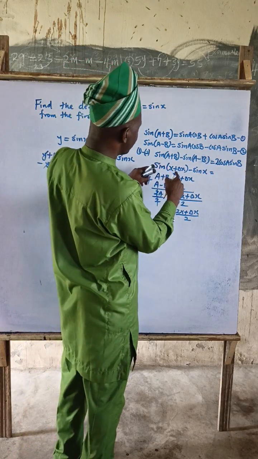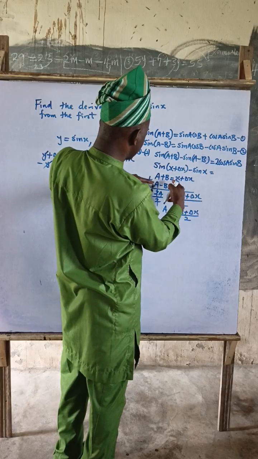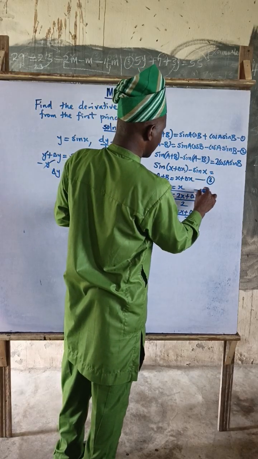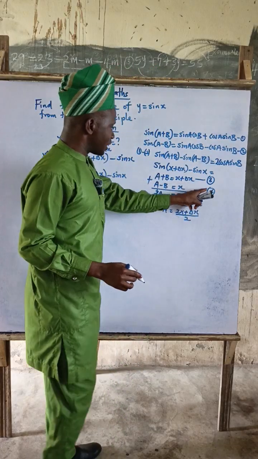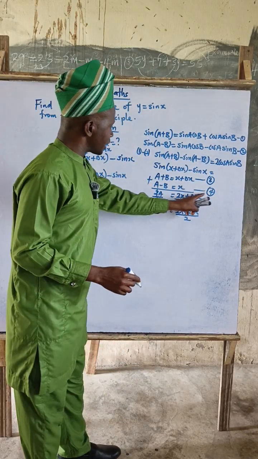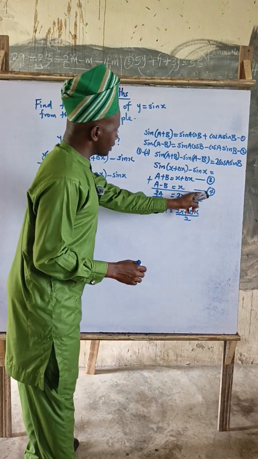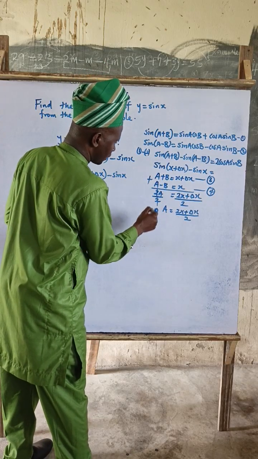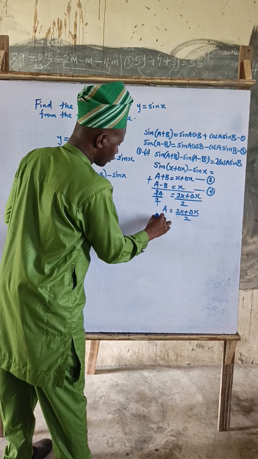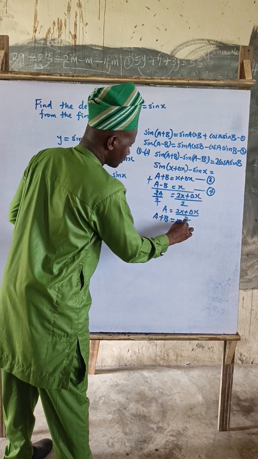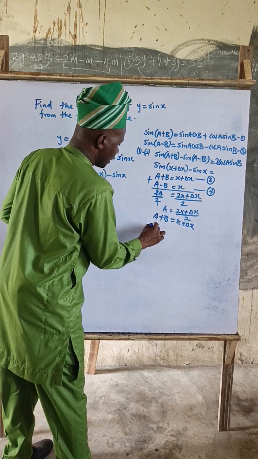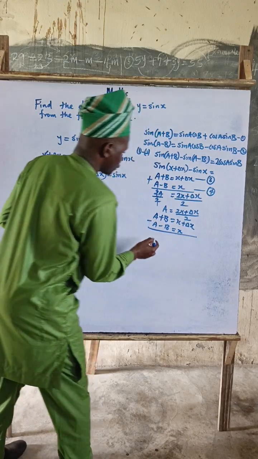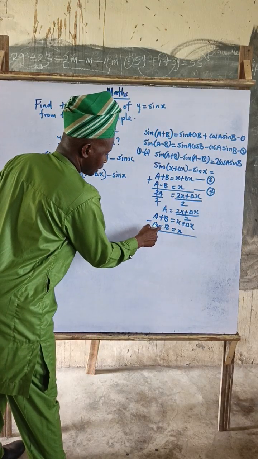Let's label this one equation 3 and this one equation 4. We added equations 3 and 4 to obtain this. Now let's take away equation 4 from 3. By taking away 4 from 3, this will cancel out, so that we have A plus B equals x plus delta x, then A minus B equals x. So we are going to take away now, and by taking away, minus and minus give us plus.